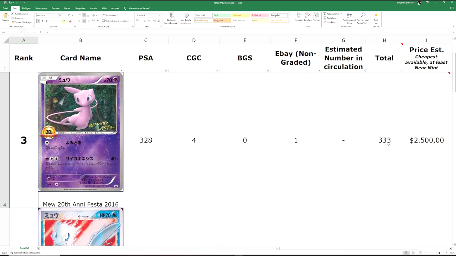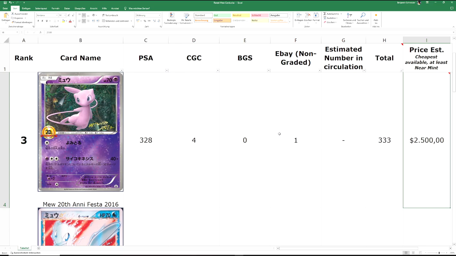With just 333 copies in total that I could find, only one non-graded version available on eBay, only 4 graded with CGC, most of them being graded with PSA. And the cheapest one that I could find on eBay, or just in general, is worth $2,500. But with a card this rare and this sought after, I wouldn't really buy it raw, if that makes sense. I would only consider buying it graded, and then the price shoots up by a huge margin.